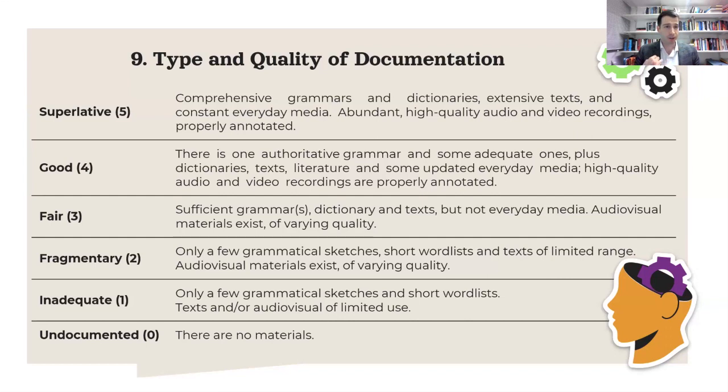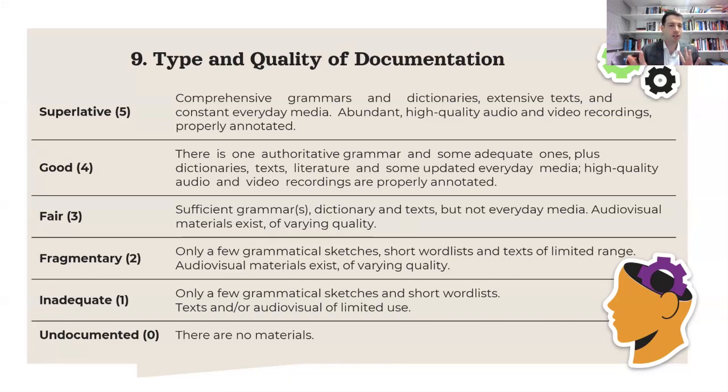The best possible scenario, number 5, is if there are comprehensive grammars and dictionaries, extensive texts, and constant everyday media, if there is abundant high quality audio and video recordings that are properly annotated. That's ideal. Still pretty good if there is one authoritative grammar and some adequate notes, plus dictionaries, texts, literature, and some updated everyday media, plus high quality audio and video recordings which are properly annotated. It's fair if there are sufficient grammars, or even just one grammar, dictionary, and texts, even if there's no everyday media and audiovisual materials exist. Some are really good and others are not good at all.